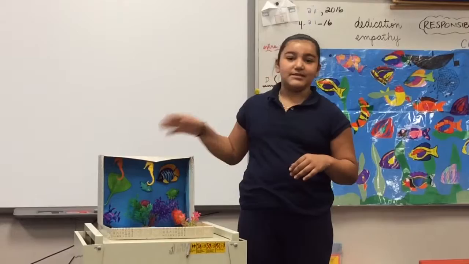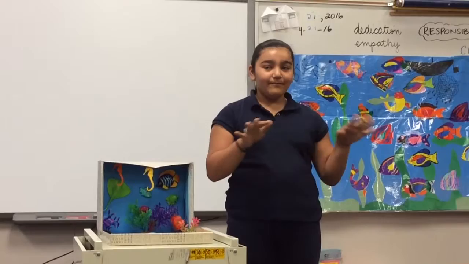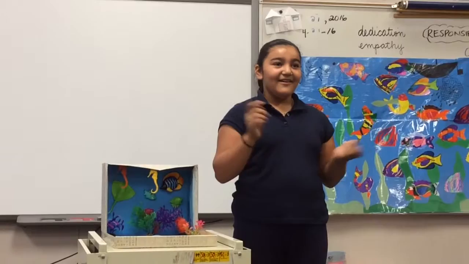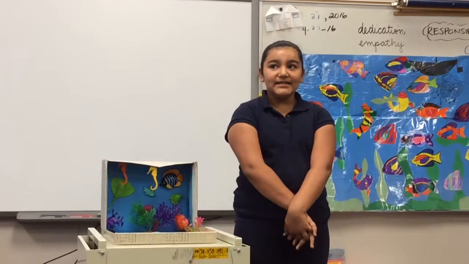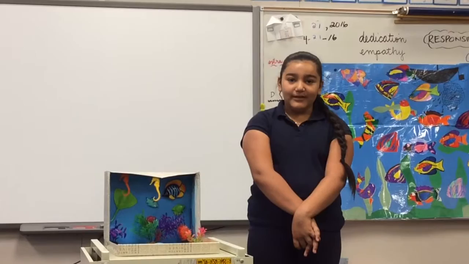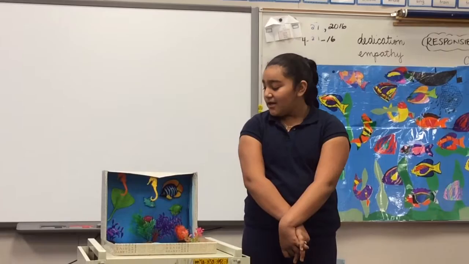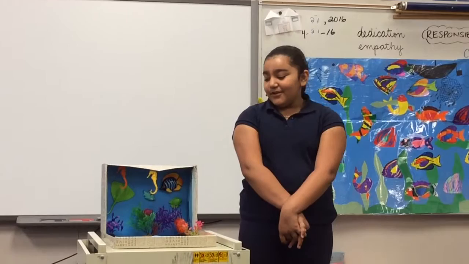Some characteristics of the coral reef are that they are shallow and can be found in warm, clear, tropical oceans. They are also massive and they need sunlight to survive. Some fun facts about my coral reef ecosystem are that they are not plants, they're animals. And they rely on photosynthesis to survive. They are used for medications to treat cancer and human bacterial infections.